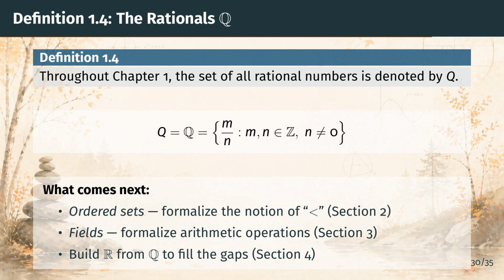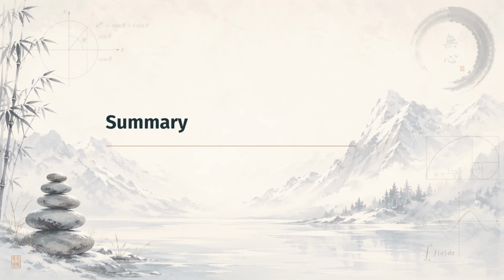In the upcoming sections, we will define the general concepts of ordered set and field, which give us the language to describe the algebraic and order-theoretic structure of the rationals. Then, in Section 4, we will construct the real numbers by filling in the gaps that we discovered in Example 1.1.